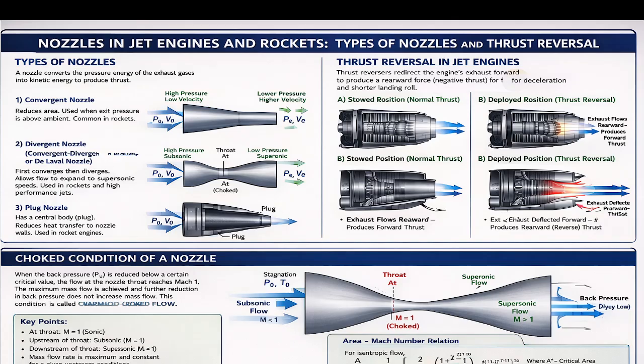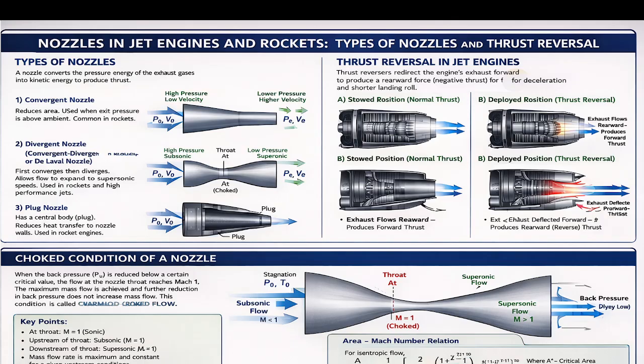Coming to the plug nozzle, the central body is a plug, which reduces heat transfer to the nozzle walls and is used precisely in rocket engines. The above two can be used for both jet and rocket engines, whereas the plug nozzles are used for rocket engines. Again the parameters will be the same at the initial stage, and at the end the velocity VE should be more, which gives your thrust.